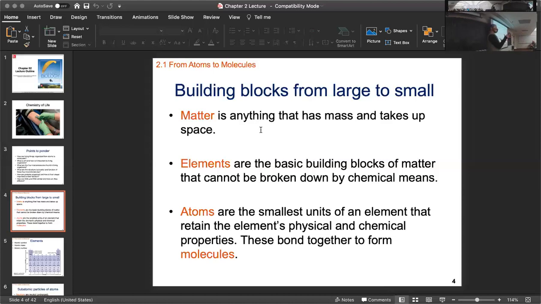It just changes what it actually is, but it doesn't just go away, right? So matter is not created or destroyed. All right, so those elements are those basic building blocks.